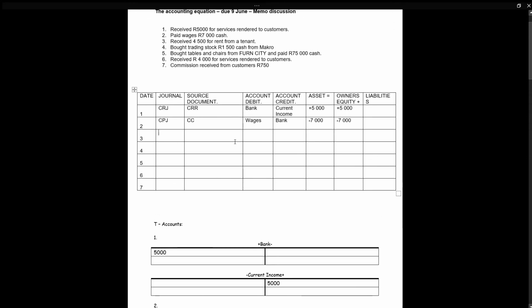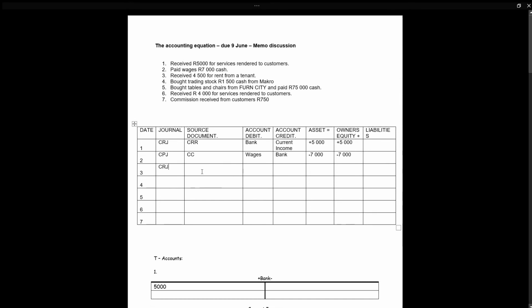Right, so third one, we received money, so cash received journal. Normally you will issue a receipt, so duplicate receipt. You're going to issue the original receipt to your customer, the tenant in this case, and you will keep the duplicate. Right, bank is increasing, so bank is an asset. It will increase in the debit side.